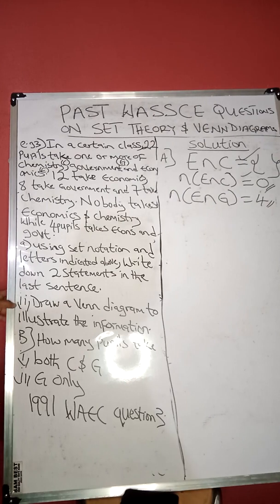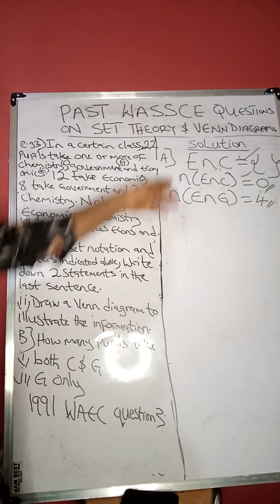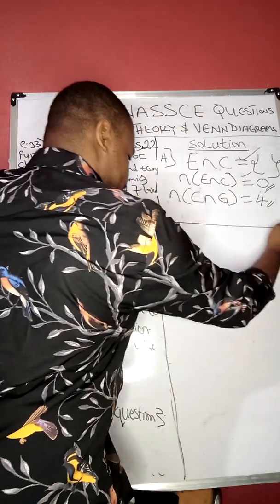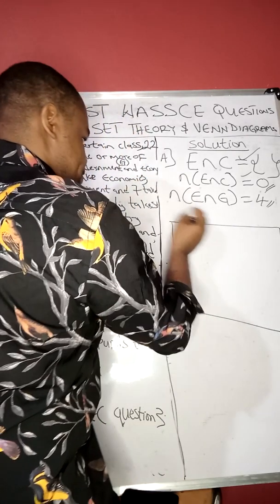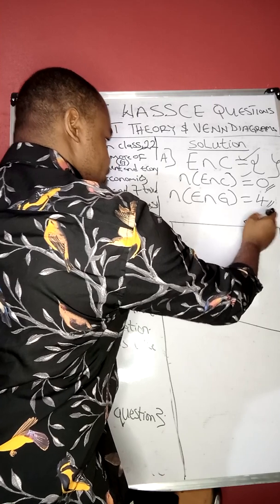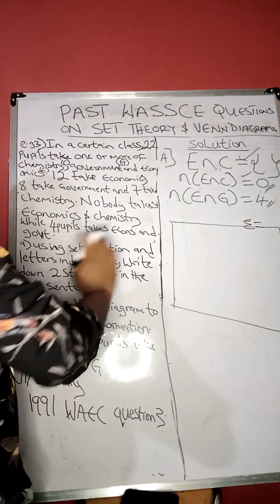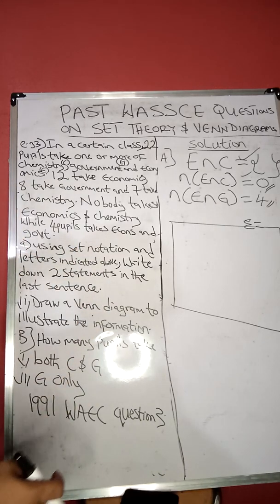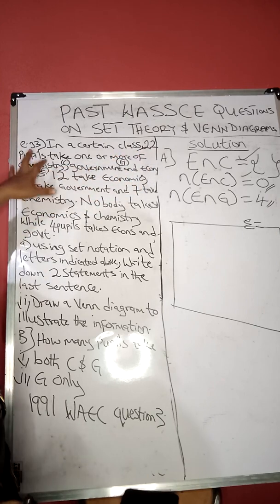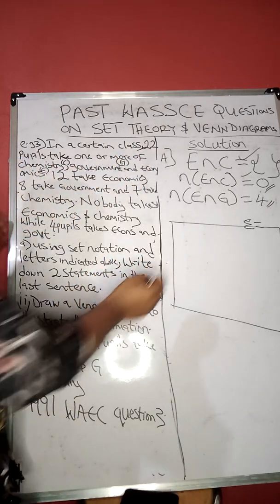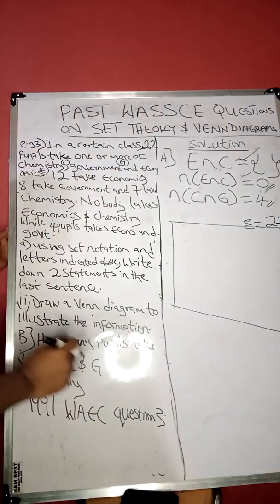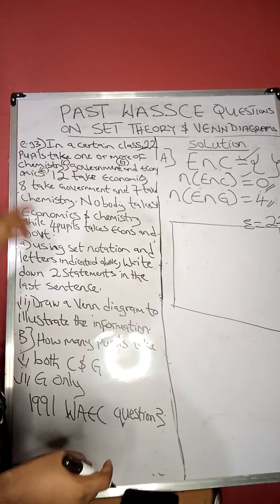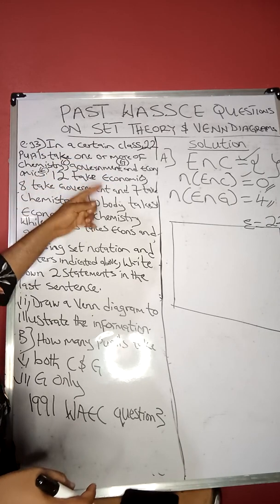Let's see what the second part says. It says, draw a Venn diagram to illustrate this information. I have my Venn diagram. My universal set is how many? They didn't give me the number of the universal set directly, but we can get it. It says, in a certain class, 22 pupils take one or more of chemistry, government, and economics. So our universal set is 22. 12 take economics, 8 take government, and 7 take chemistry.